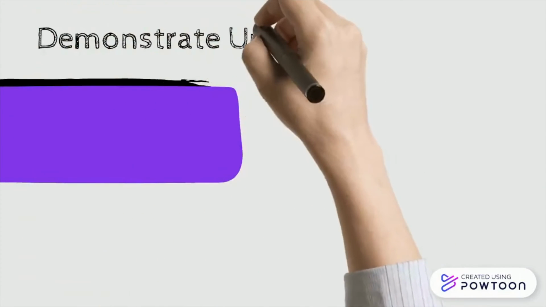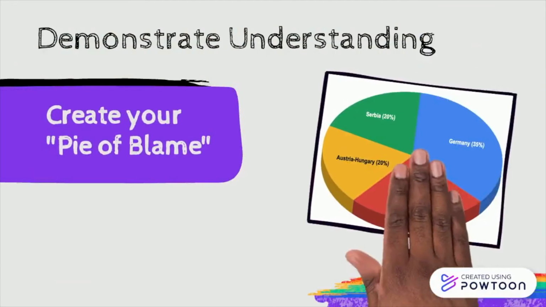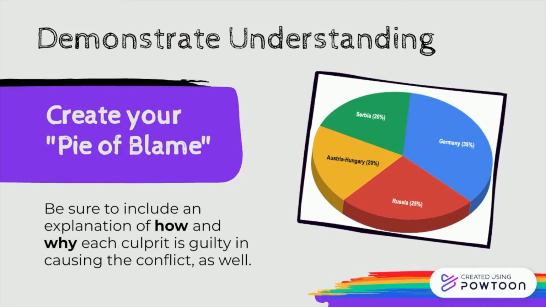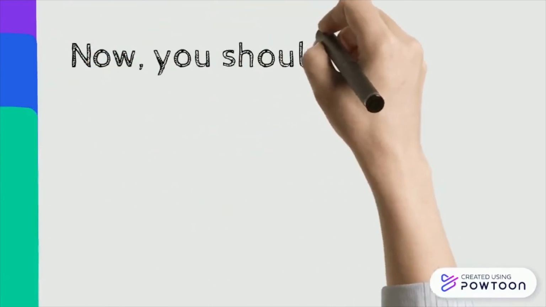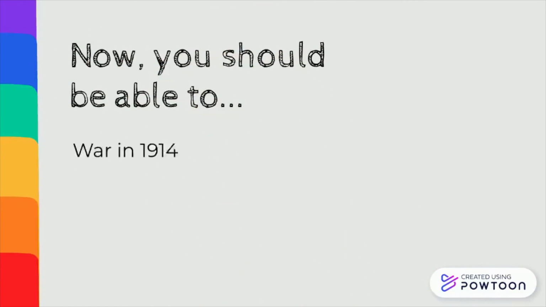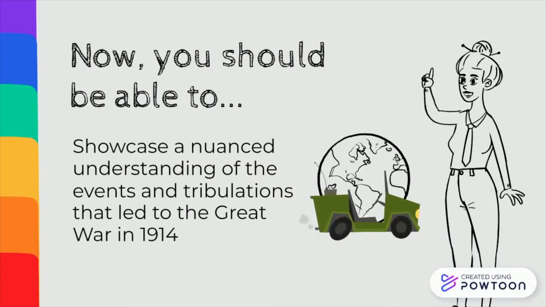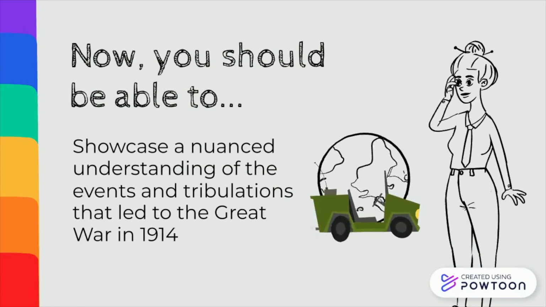Next, your task was to evaluate 4 countries or individuals most culpable in leading the world to war in the form of a defensible pie of blame chart. With this pie chart, you were to include an explanation of how and why each culprit is guilty in causing the conflict. Plausible culprits could include Germany, Russia, Austria-Hungary, and Gavrilo Princip. Ultimately, your evaluation should showcase your nuanced understanding of the tribulations that led to the Great War in 1914, an event that would forever change the course of the 20th century.